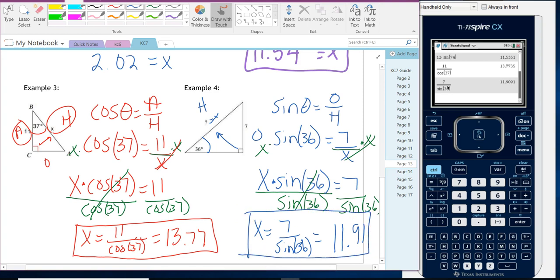All right, so the biggest thing is remembering our trig ratios: starting off with what you have, deciding what trig ratio you're going to use, substituting what you know, and then solving for x. All right, good luck, guys.